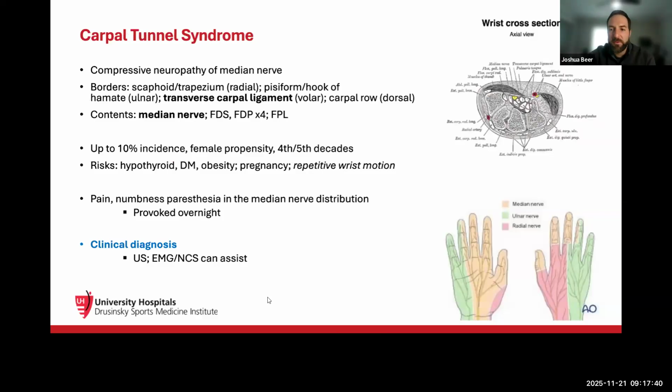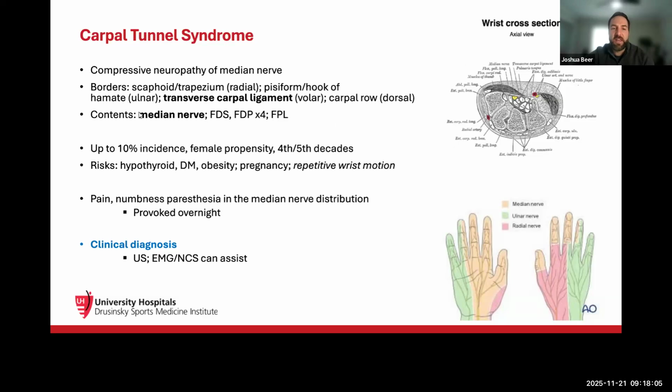I think our last two slides are coming up. So last is going to be carpal tunnel syndrome. Again, a compressive neuropathy of the median nerve. Outside of the median nerve, what goes through the carpal tunnel, and this might be tested on your boards, is your FDS and FDP tendons, and the only other tendon is your FPL.